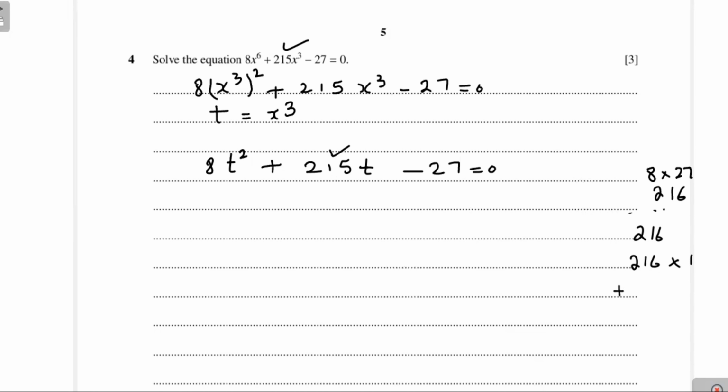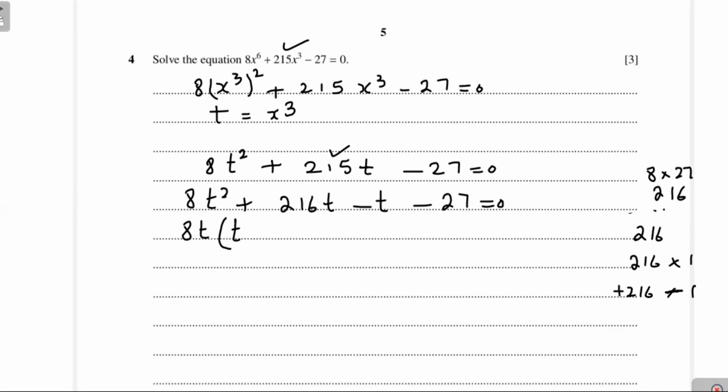When you add plus 216 and minus 1, we get 215. Now we can write it as 8t squared plus 216t minus t minus 27 equal to 0. Now 8t is taken as a common. We get t plus 27, since 8 times 27 is 216.